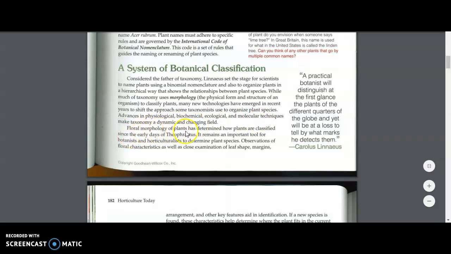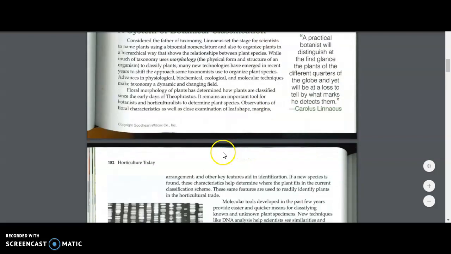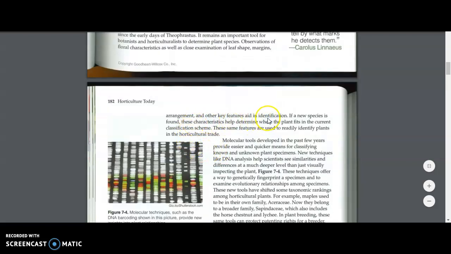Floral morphology of plants has determined how plants are classified since the early days of Theophrastus. It remains an important tool for botanists and horticulturalists to determine plant species. Observations of floral characteristics as well as close examination of leaf shape, margins, arrangements, and other key features aid in identification. If a new species is found, these characteristics help determine where the plant fits in the current classification scheme. These same features are used to readily identify plants in the horticultural trade. So you'll find the answer to number 4 in what I just read.